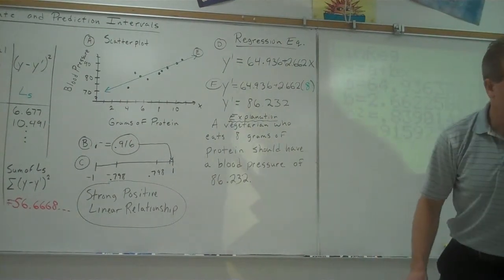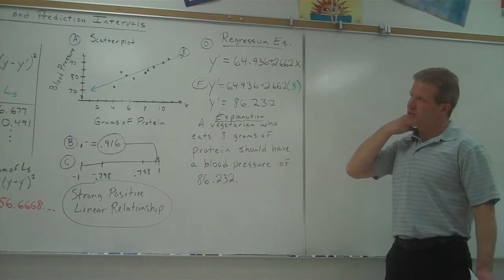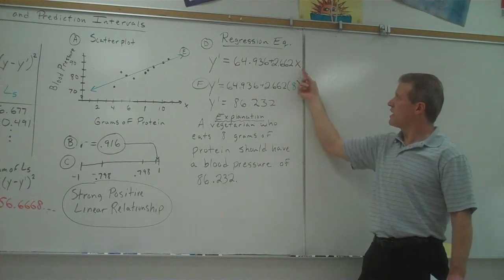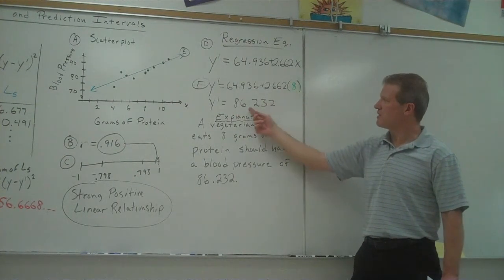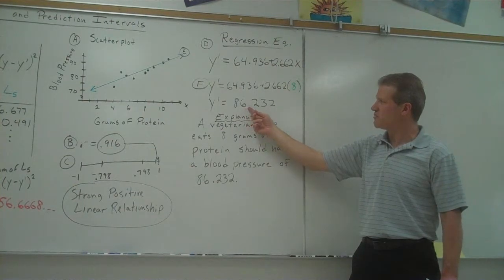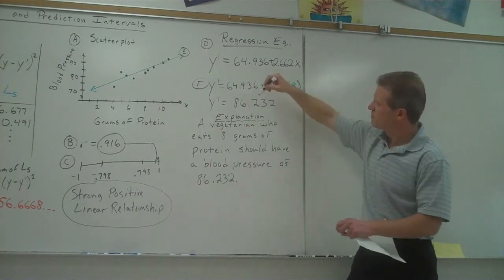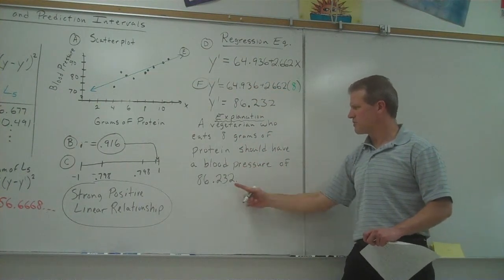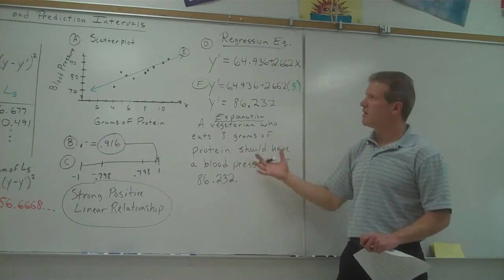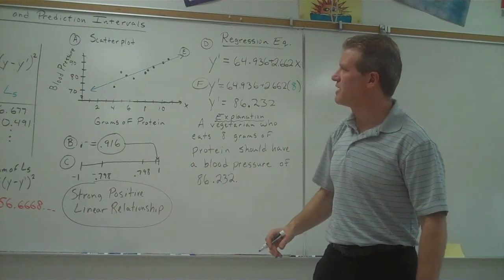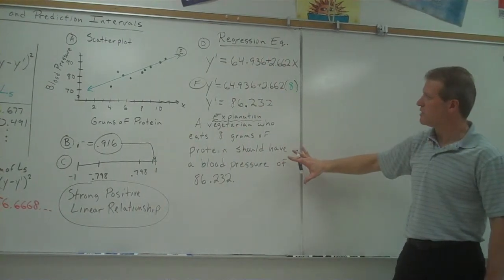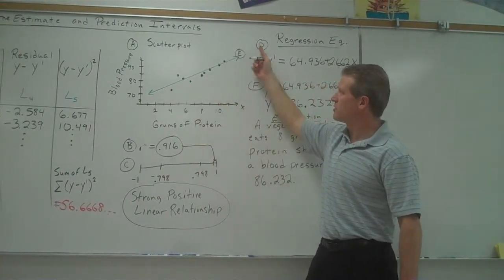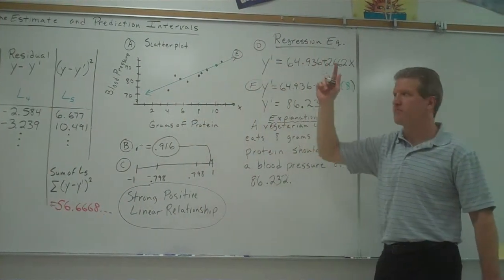Next step, they ask you to make a prediction. If a vegetarian eats 8 grams of protein, what would their blood pressure be? So all you have to do for part F is put an 8 in for X. Type that in your calculator. We have a predicted blood pressure of 86.232. So here's my explanation: a vegetarian who eats 8 grams of protein should have a blood pressure of 86.232. And that's number 6 on page 577, steps A through F. I guess I skipped over step E. Step E was to draw the line of regression in, or the line of best fit. So that blue line is my line of best fit.